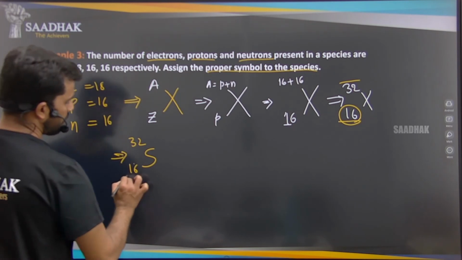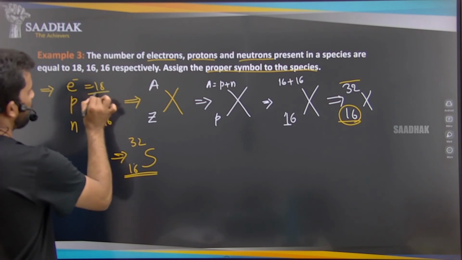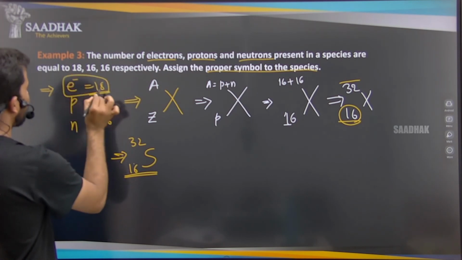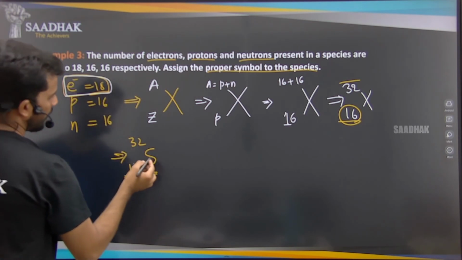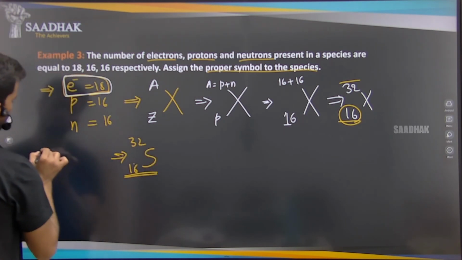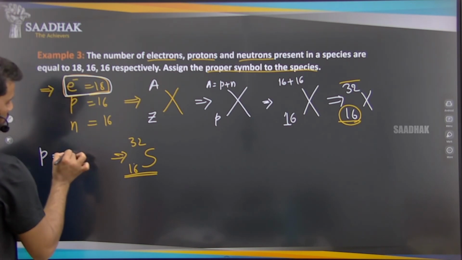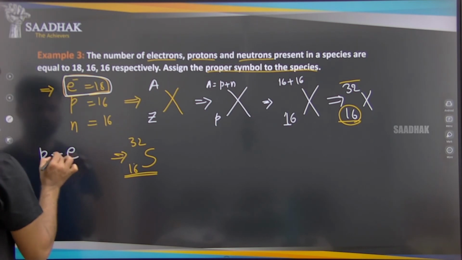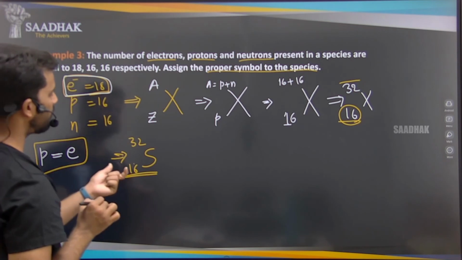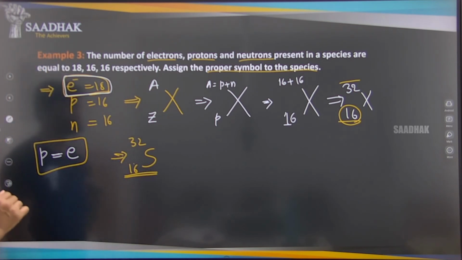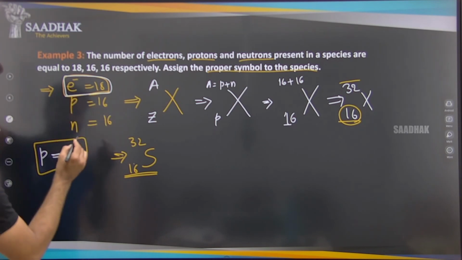Okay, is it done here? No, because the number of electrons here is 18. We know that for an atom to be stable, the protons have to be equal to the electrons. It should have equal protons and electrons so that the atom will be in a stable position. Here, as these electrons and protons are not equal, remember this.